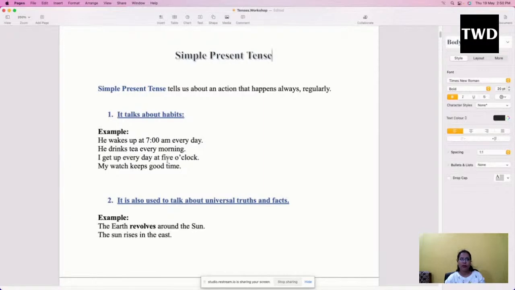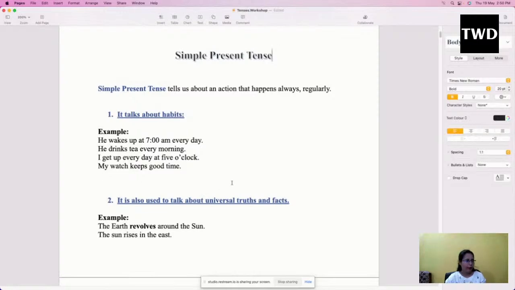He drinks tea every morning. Okay, I get up every day at 5 o'clock. My watch keeps good time. So, in all these sentences, we have subject plus verb, subject plus verb, subject plus verb. We don't have any helping verb in between.